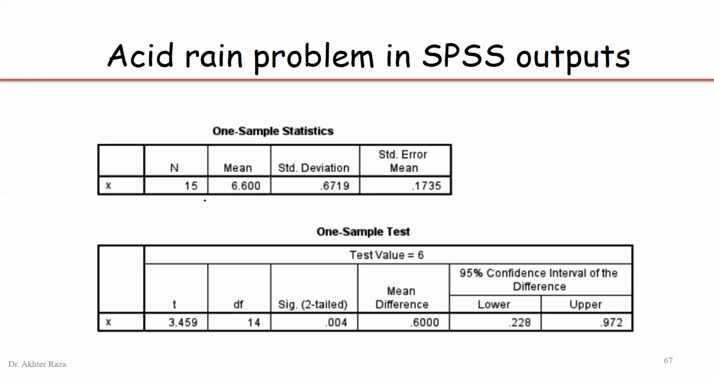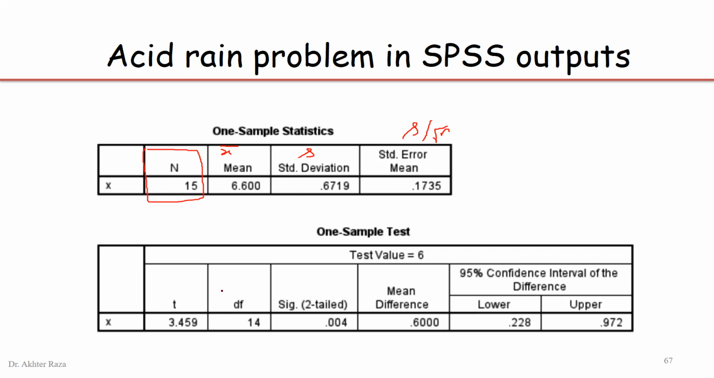You can see the SPSS output here. The total number of observations, which is the sample size, is n = 15. This is the sample mean, x bar. This is the sample standard deviation S, and this is the standard error, S upon root n. Standard error is S upon root n. If you divide 0.6719 by the square root of 15, you will get this number.